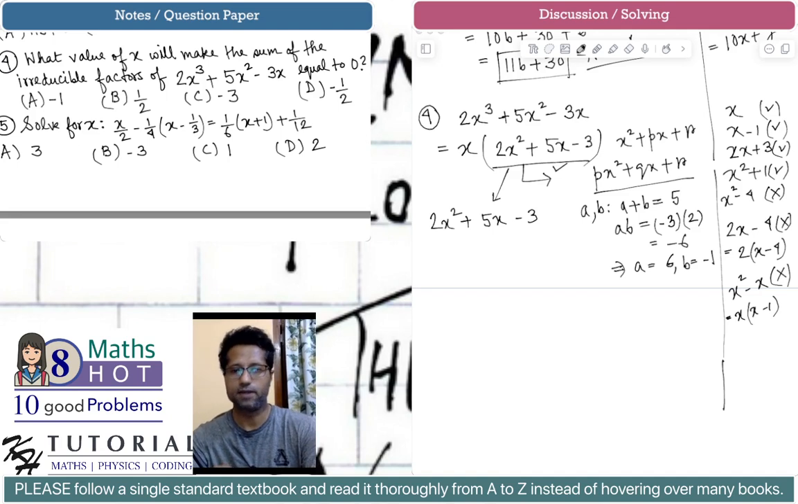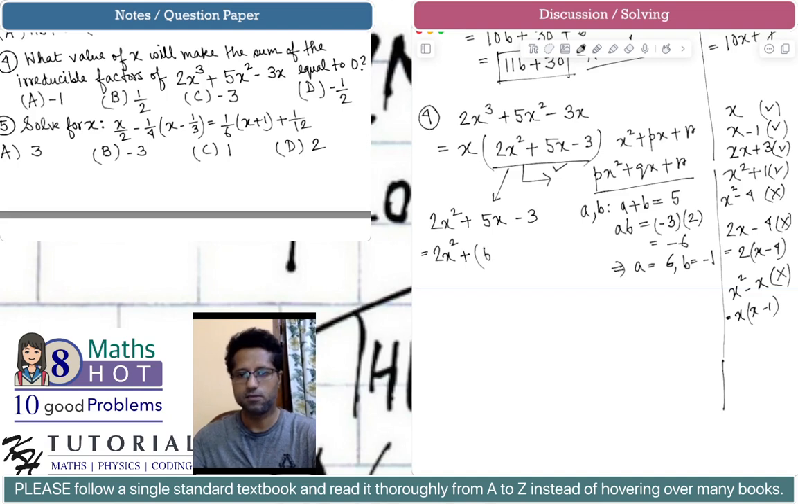Okay, so we were trying to factorize 2x square plus 5x minus 3. We have found that a can be 6 and b can be minus 1. So once we have found a and b, you rewrite this expression as 2x square and for 5x, you express that coefficient as a plus b, that is 6 minus 1, times x, minus 3, and then you further simplify it, you get 2x square plus 6x minus x minus 3.